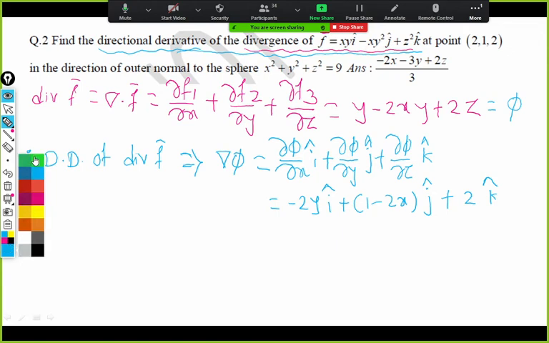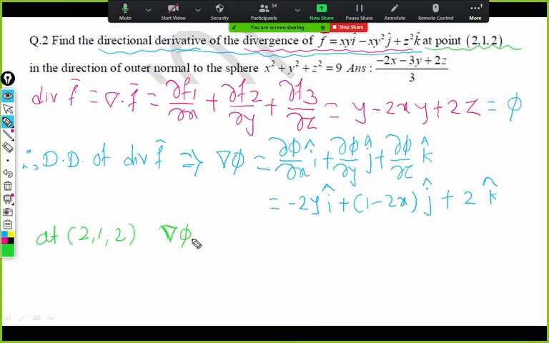Now let me move to the third part. The third part says we want it at the point (2, 1, 2). So at the point (2, 1, 2), we get this del phi vector, the directional derivative of divergence of f bar, by just replacing these coordinates for x, y, z. It will come as minus 2i cap minus 3j cap plus 2k cap. So right now we finished this part of the question: the directional derivative of the divergence of f bar at the point (2, 1, 2).